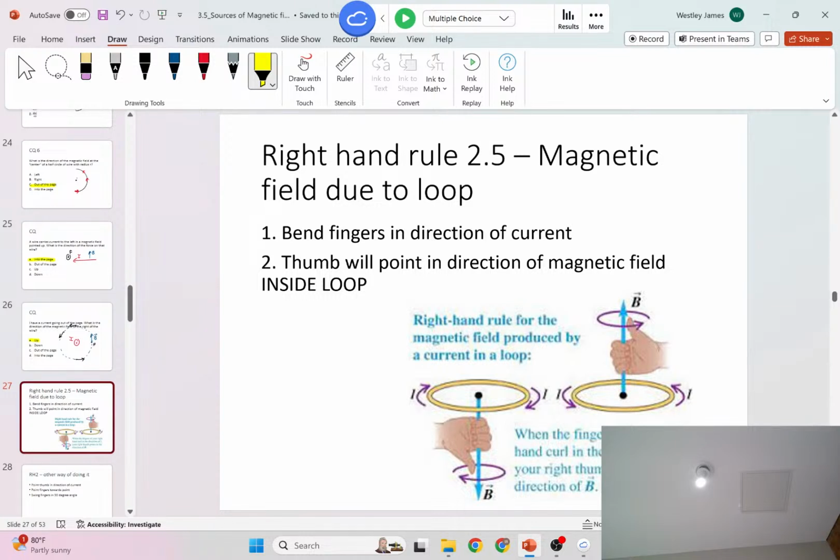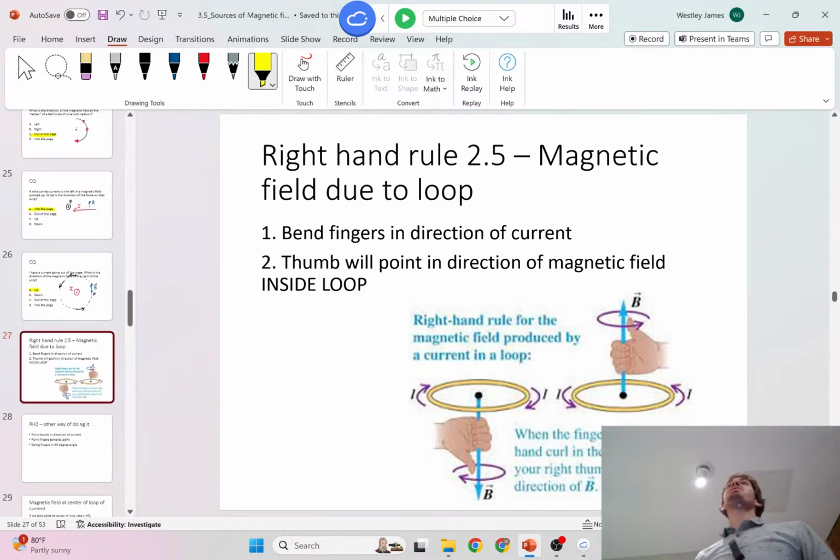I mean, I guess I'm still curling. No, it's in here. The magnetic field points down. So, the magnetic field in a loop of wire, you can still use the normal right-hand rule number 2. Just literally pick any spot on that wire.